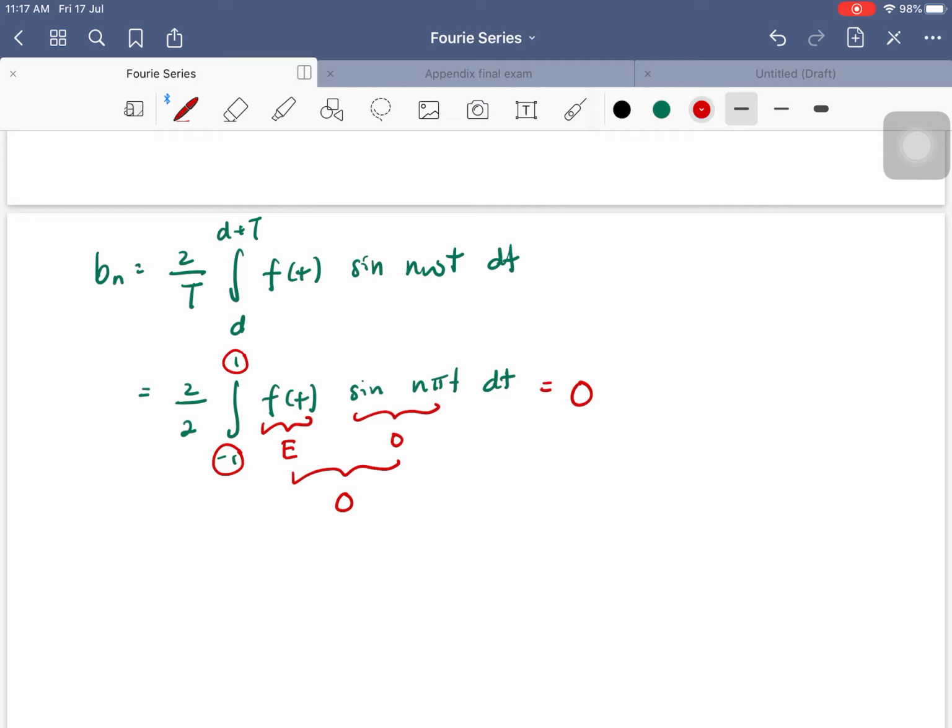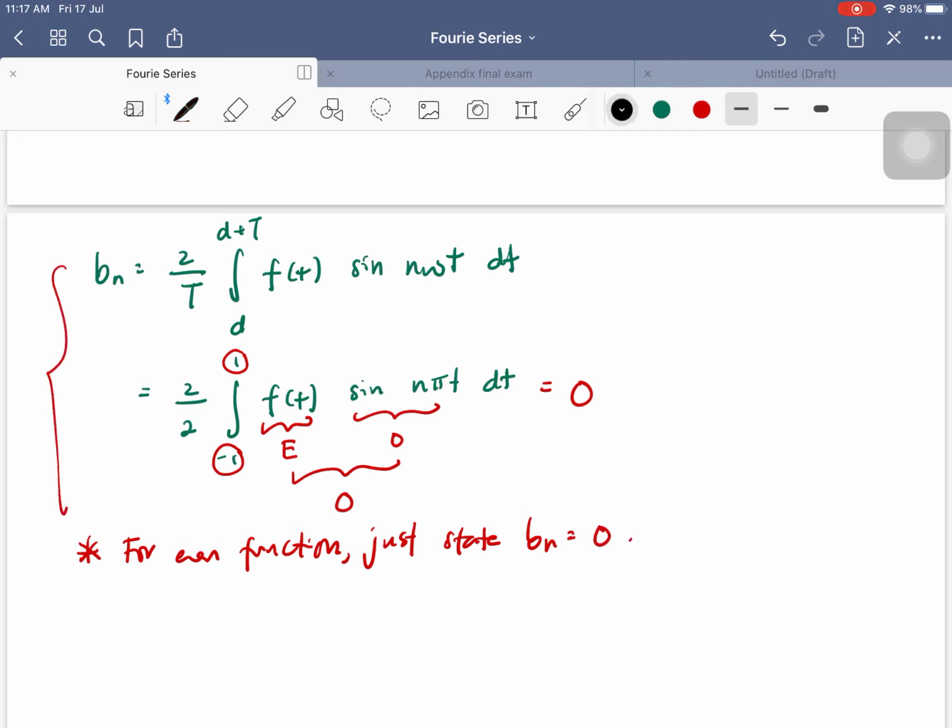So in your calculation, when you come across an even function, it's a very similar idea for odd as well. So just state that Bn is equal to 0. You don't have to go through all these calculations over here, no need. Just simply put that Bn is equal to 0, because we know that this is always the case when we have an even function.